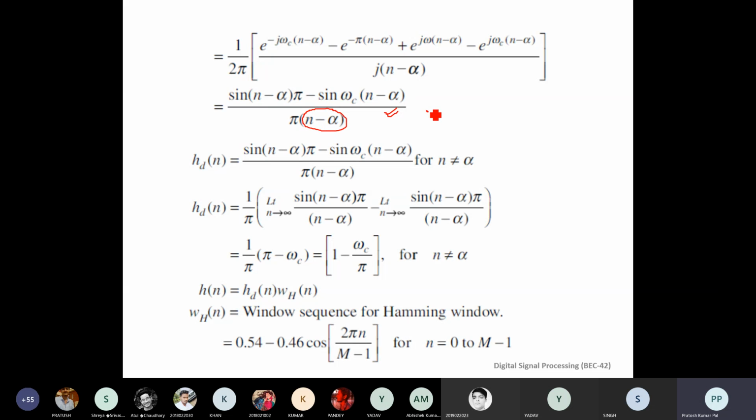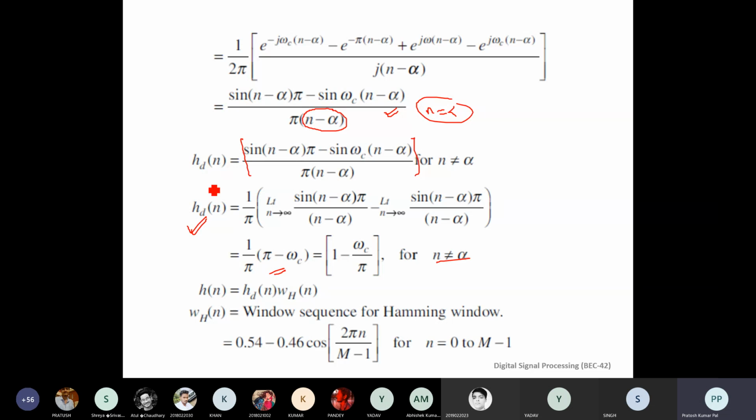When n is equal to alpha, the below term will be 0 and the above term will also be 0, so we avoid this. We have to find hd of n separately for n equals alpha. That is found by taking the limit in the same expression, and from there we get this value. So for n equal to alpha this will be the value, otherwise this is the generalized expression for hd of n.